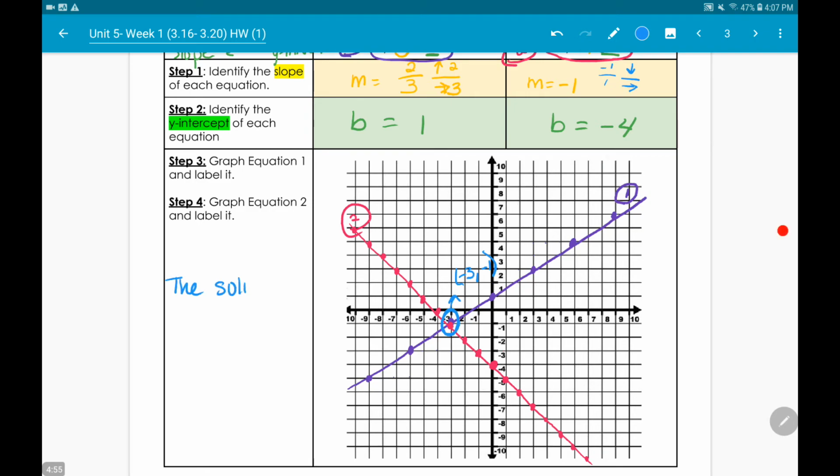The solution to the system is -3, -1, or when x equals -3 and y equals -1. All right, guys, and that's how you graph a system of equations.